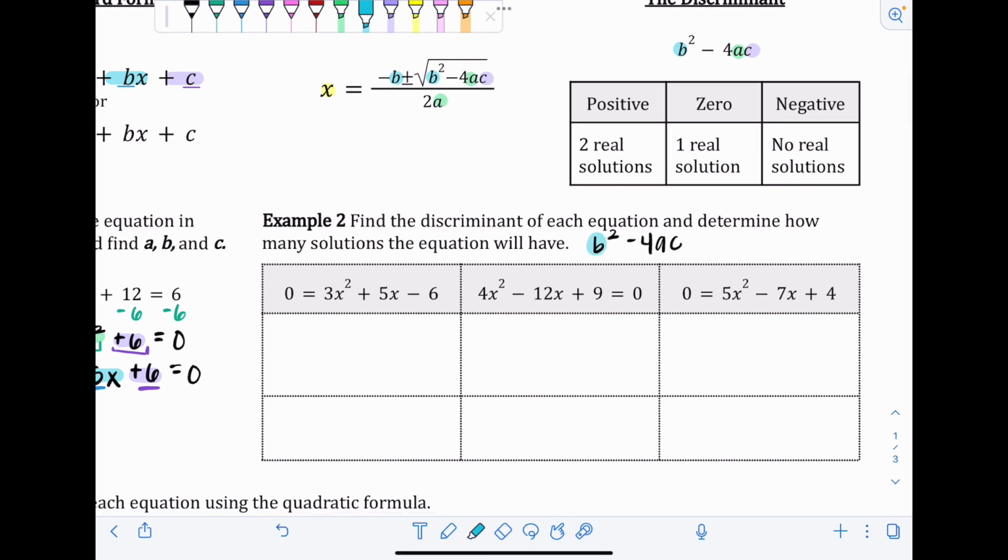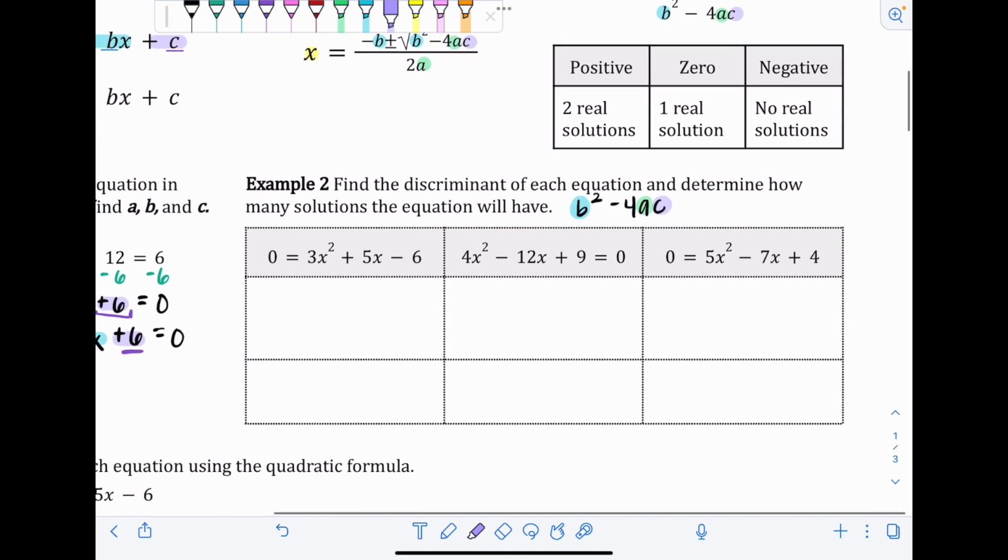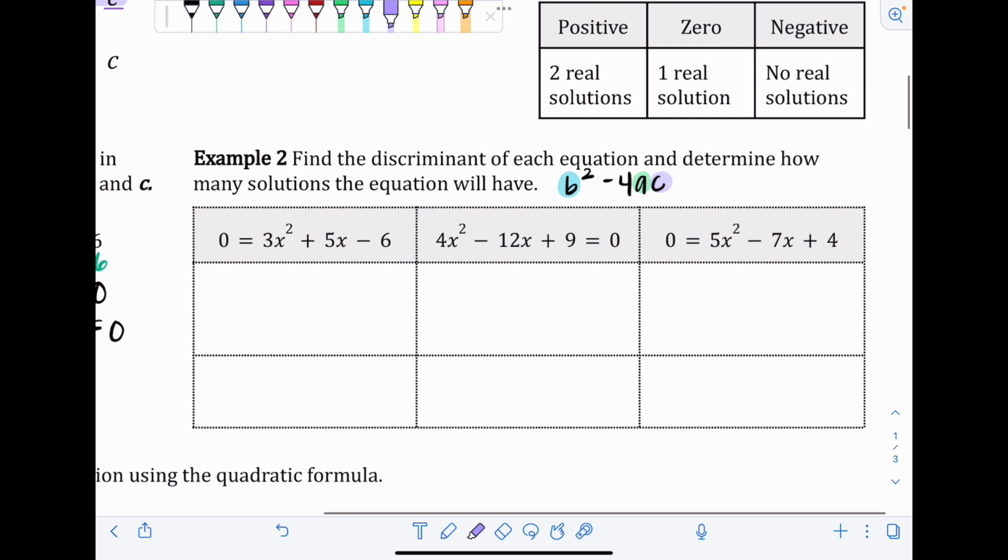So b squared minus 4 times a times c, and then in the first equation, 0 equals negative 3x squared plus 5x minus 6. A is always the number in front of x squared. I'm going to backtrack a little bit. I would always double check to make sure that the equation is in standard form first, because sometimes the terms can be reordered, and it can make you mess up a, b, or c.